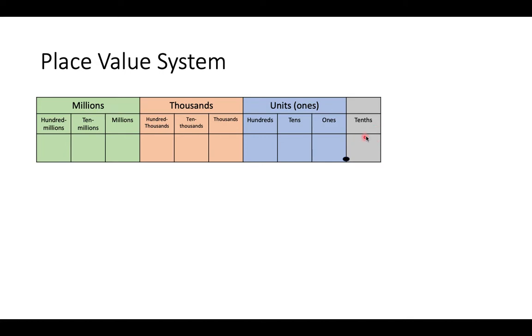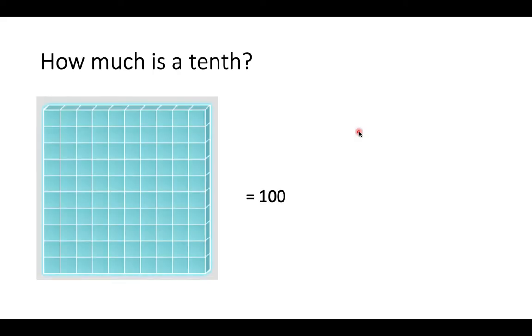And the first place value is the tenths. I need you to remember that. So remember, just to the right of ones is the tenths. And it sounds like we're getting bigger again, but we're not. We're actually getting smaller. This is not tens, it's tenths with a TH. So how much is a tenth?